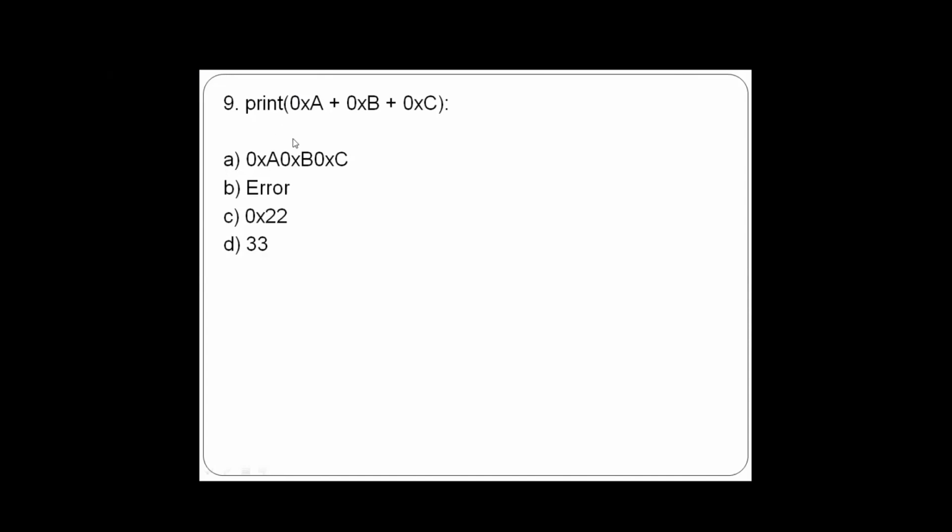0b stands for a binary, 0x stands for a hexadecimal, 0o stands for an octal number. So 0xa is a hexadecimal number. A is 10, B is 11, and C is 12. So what is the answer? 10 plus 11 plus 12, so it is 33.